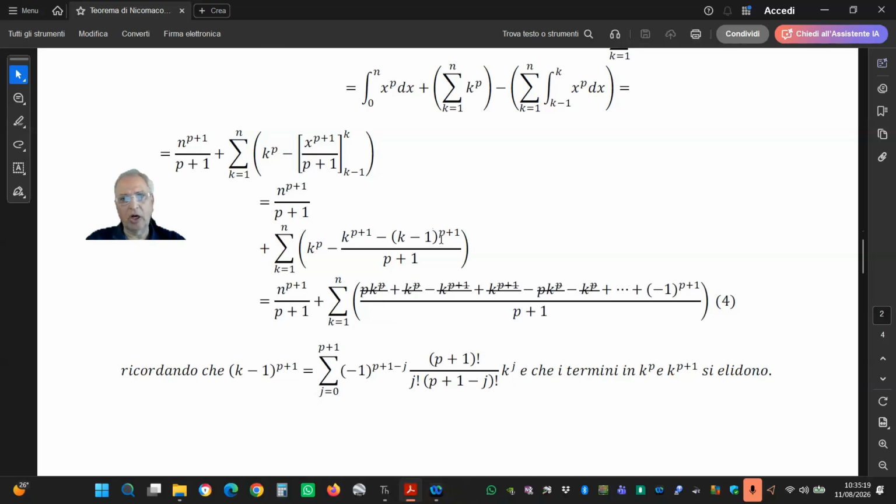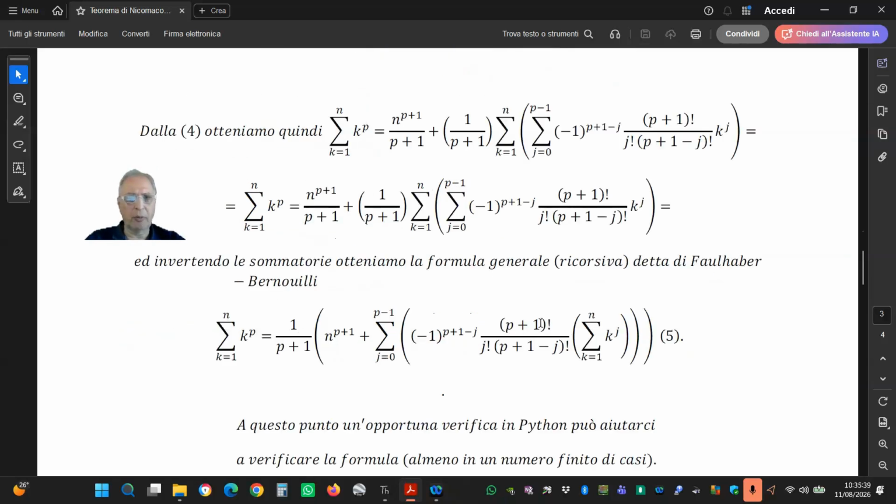Anyway, the important thing is that we have a series of simplifications, because the k to the p plus 1 that originates from this term cancels out with the second term of the binomial series expansion. And then we have k to the p, which also cancels out with the second term, and then we have the first term, which cancels out with this term here. So we have a series of simplifications. In the end, what do we get? We arrive at this specific formula where the summation process stops at p minus 1.